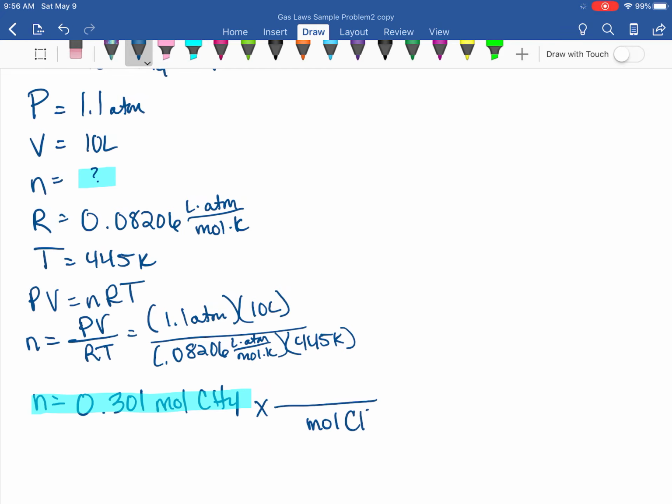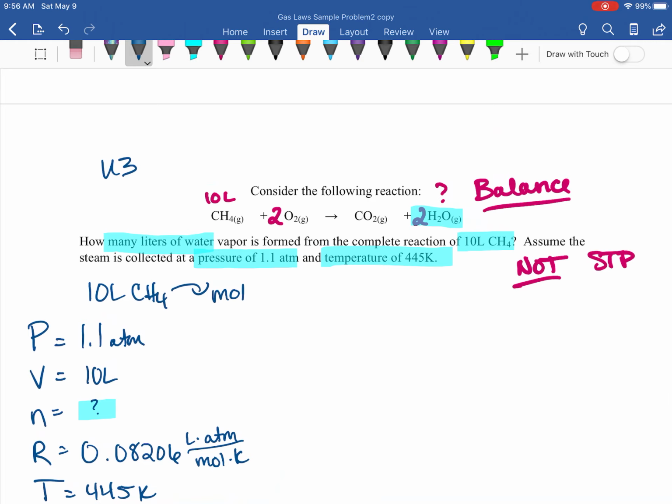So let's convert that then. Let's use our mole ratio. And let's see, moles of water. And then we found our balance. So what did we have? 1 to 2. So I'm going to go out on a limb here and not use my calculator. And I'm going to get 0.602 moles of water. Okay, now that may be a mistake, but let's do it. Okay, so now, I love it.